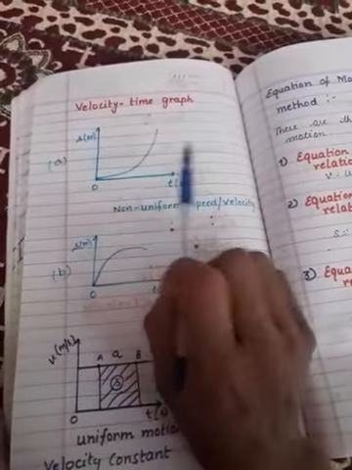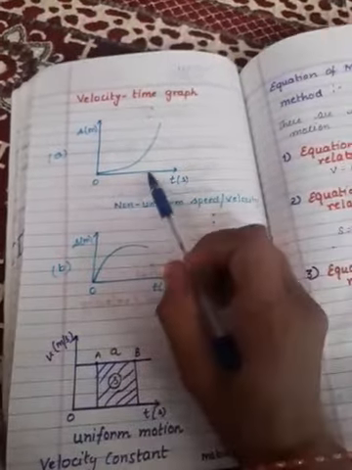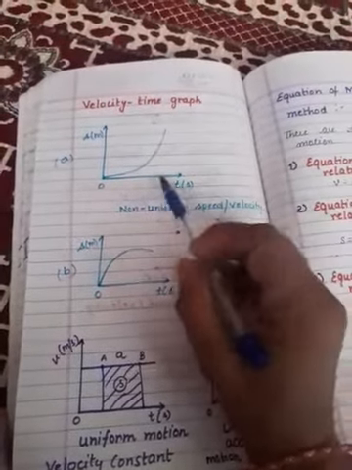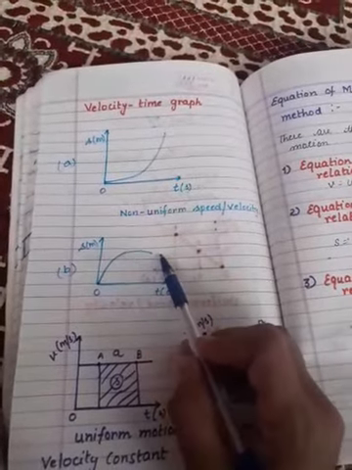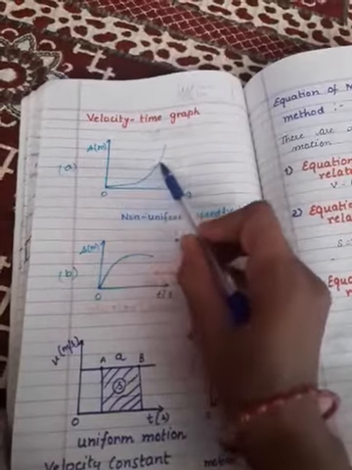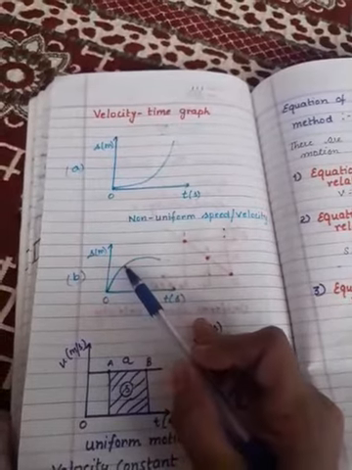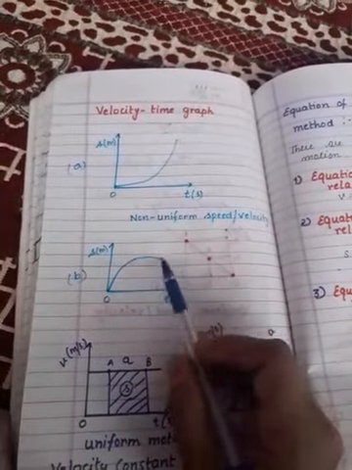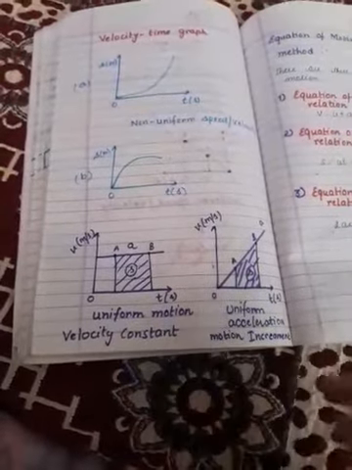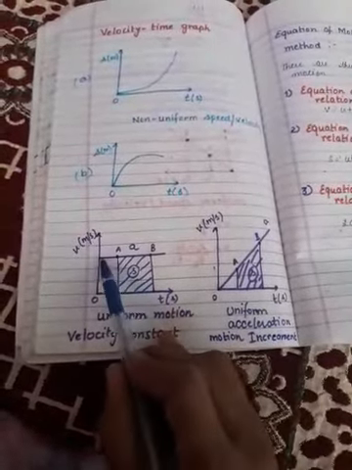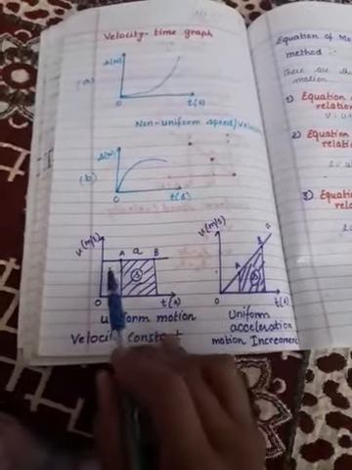After that, velocity time graph. Here we can draw a velocity time graph when we have non-uniform speed or non-uniform velocity. If we have non-uniform speed or velocity, then our graph can be an upper side curve or a downside curve. If it is firstly decreasing and then increasing, then its curve goes upper side, and if firstly it is increasing and then decreasing, then the curve will go downward. If velocity is constant, then the graph will be in this way, parallel to the time axis.